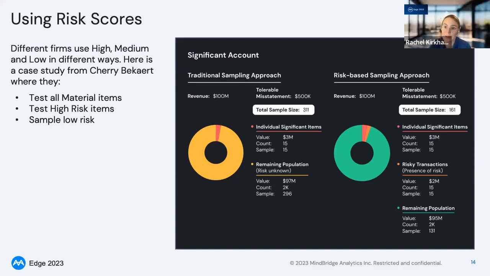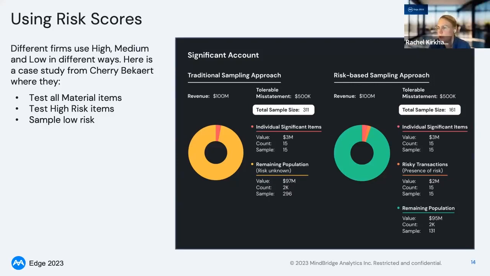So what do they do? In a traditional sampling approach, we'd identify individually significant items. Those individually significant items are identified by applying materiality. So I'd say, okay, here's my material items, and then I'm going to sample the rest. The presumed level of risk in that remaining population is a little bit higher, just because you don't really know what's in there, right?